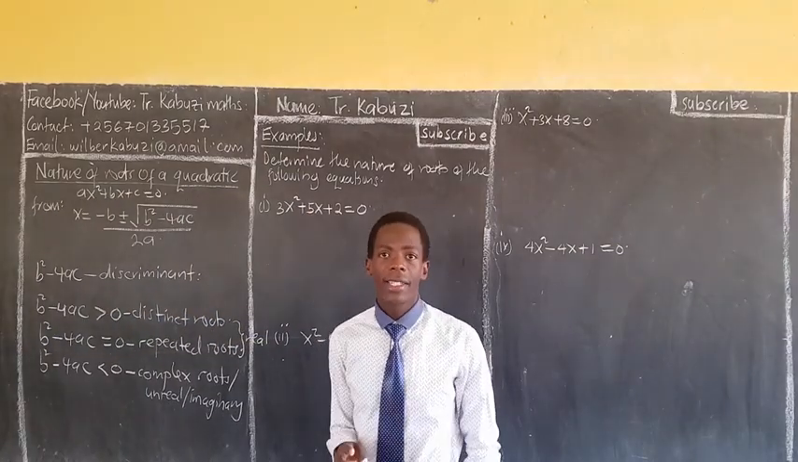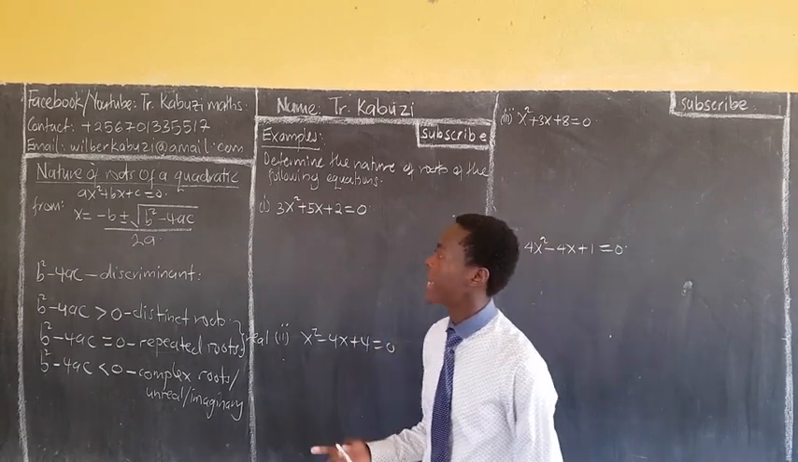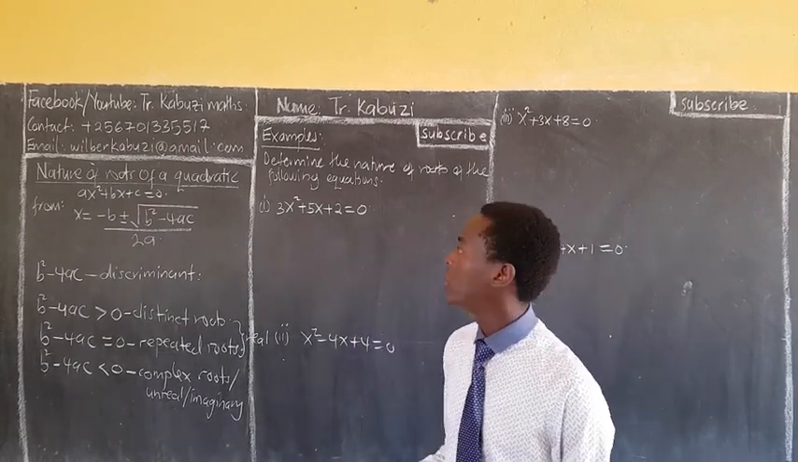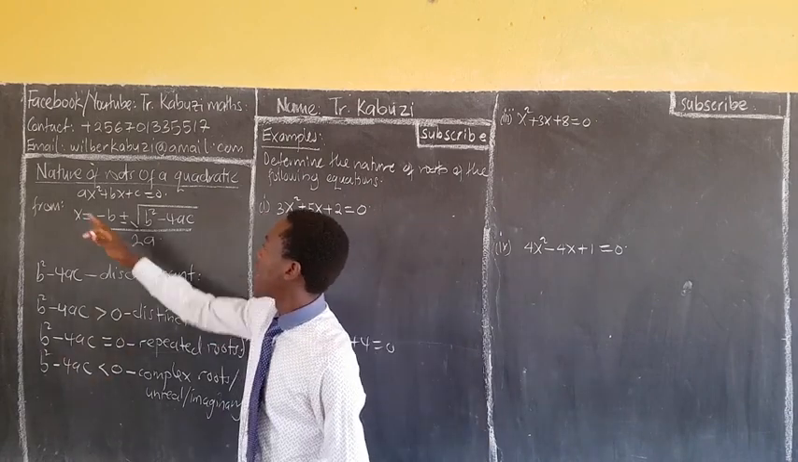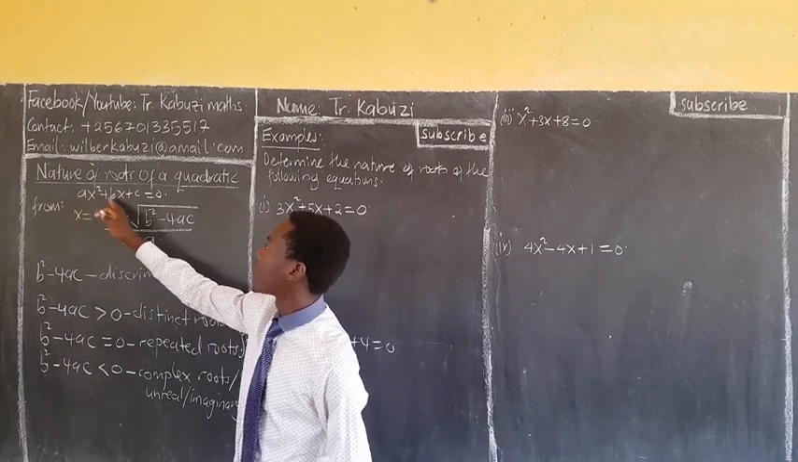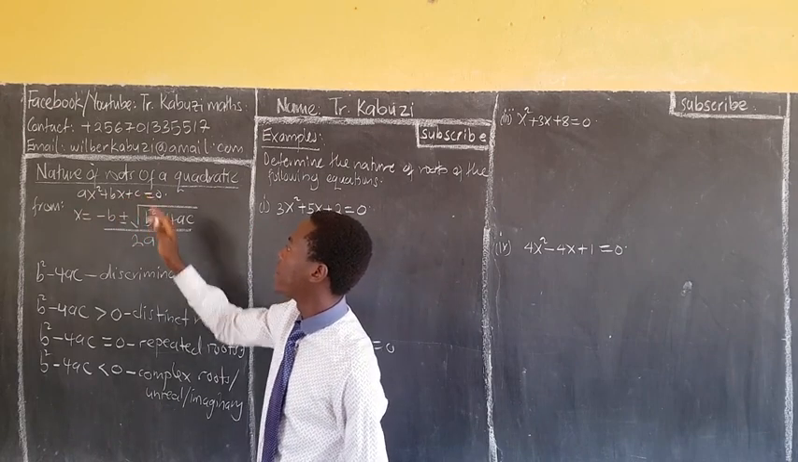Welcome, members. In today's lesson, we are going to see how we determine the nature of roots of a quadratic equation. Now, we know that the general quadratic equation is ax squared plus bx plus c equal to 0.